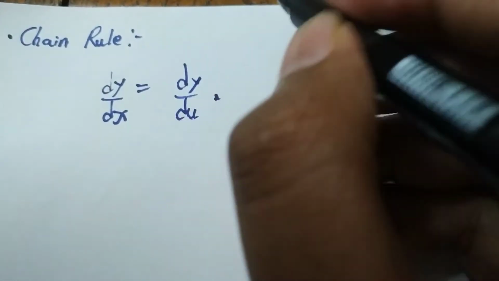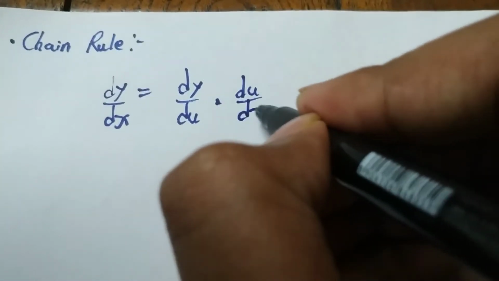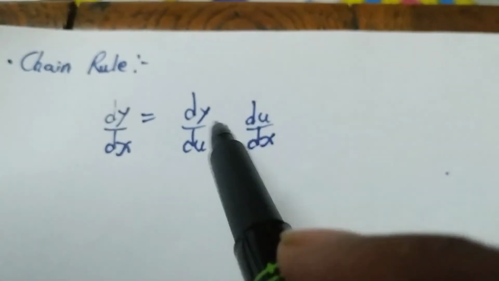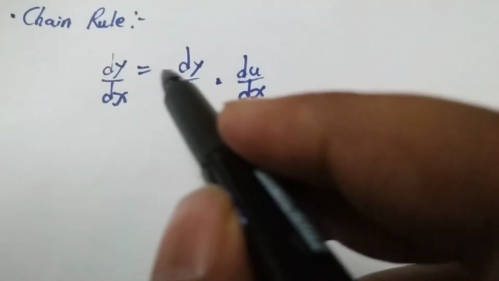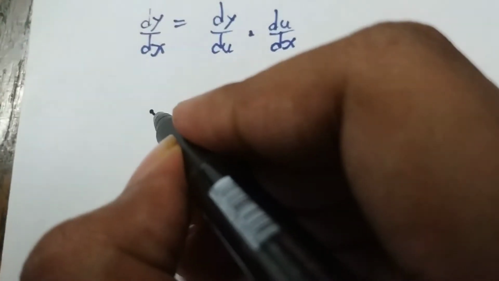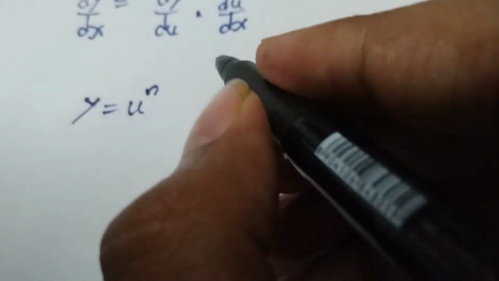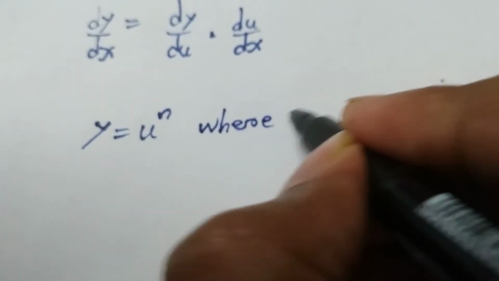Now another important method of differentiation is the chain rule. So we are going to start with chain rule. Now dy dx is equal to dy du into du dx. Now what does this signify? Here u is a function of x, and y is a function of u. That is, suppose it is given y equal to u to the power n, where u is a function of x.